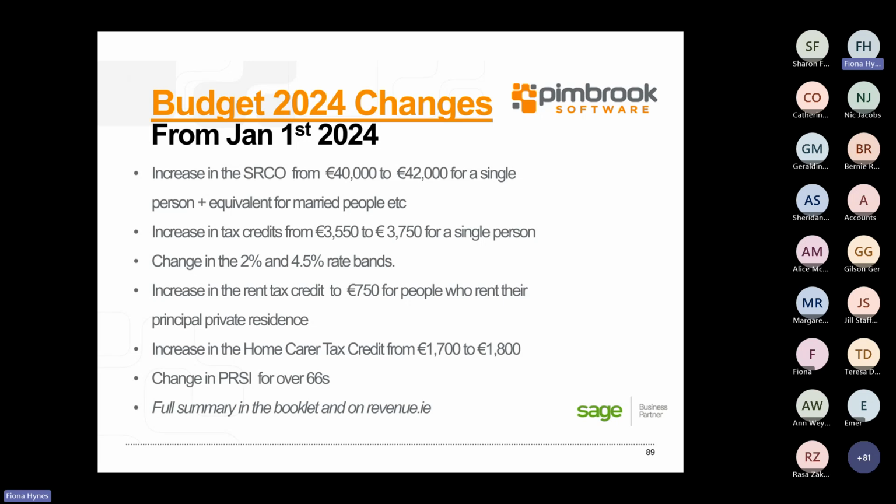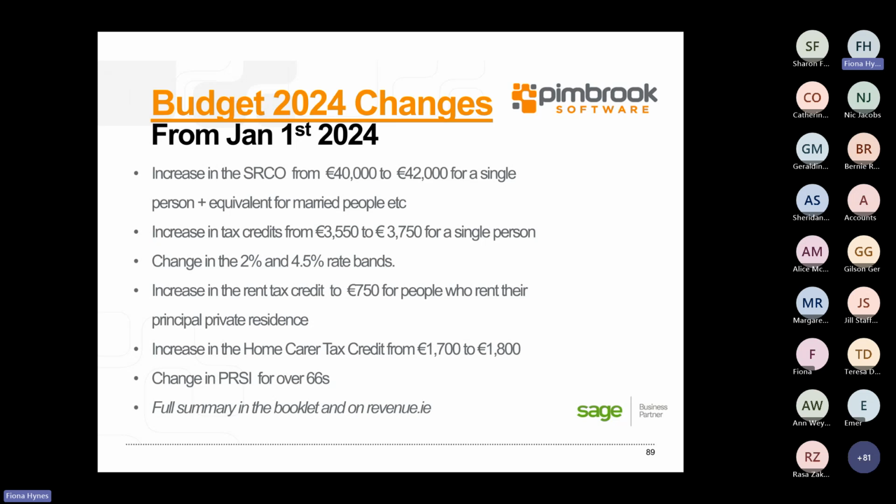Okay. Statutory sick pay entitlements, the SSP, will also increase from 3 to 5 days in 2024. This is built into the software as well. And all the tax changes and PRSI will be coming in on your 2024 RPNs.